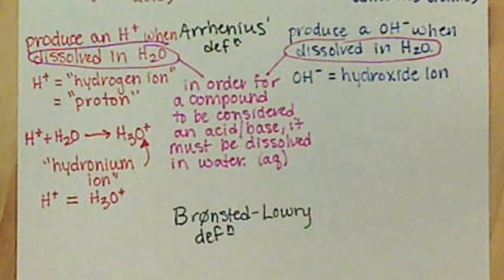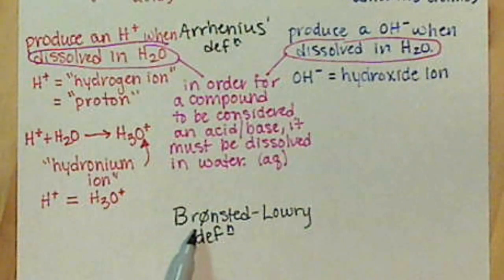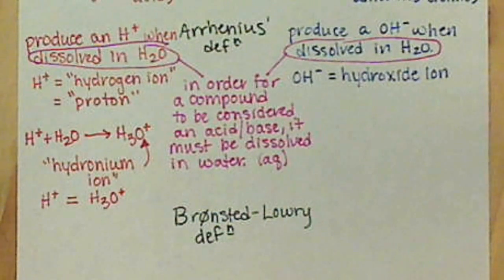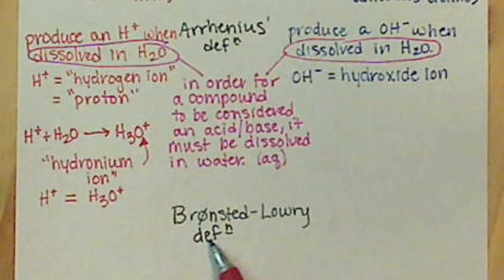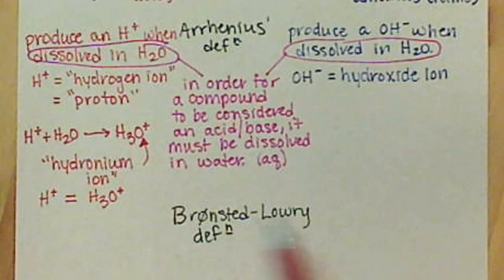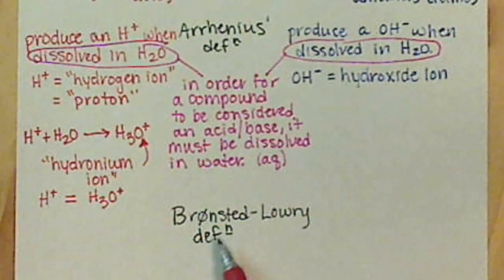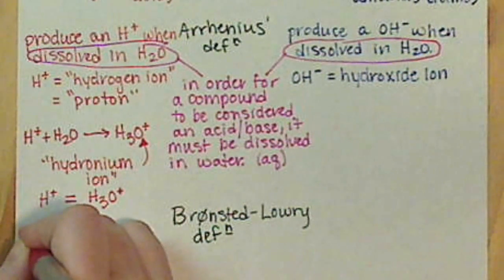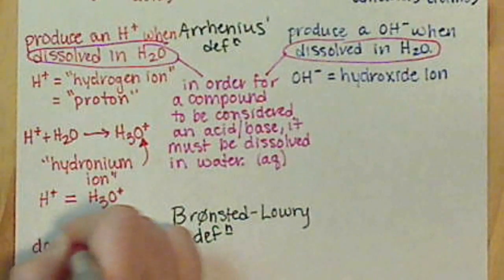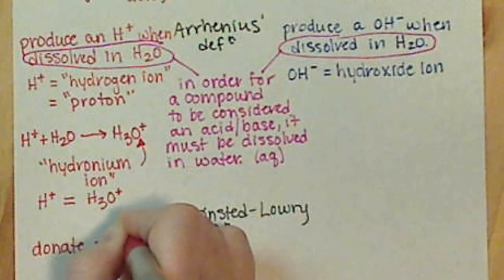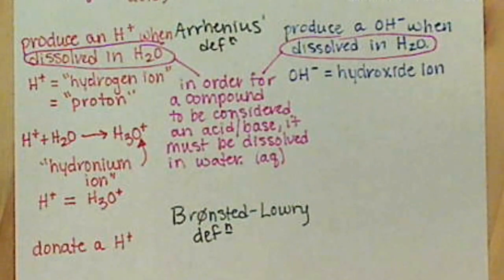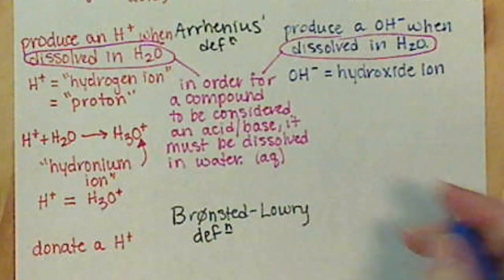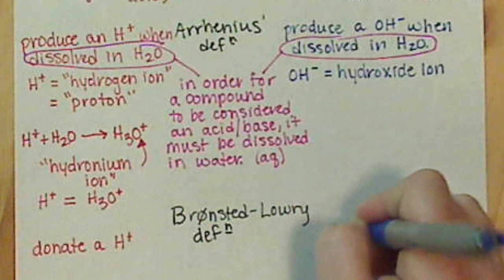It's possible, I've seen this definition just listed as the Brønsted definition. I've seen it listed as just the Lowry definition. I learned it as the Brønsted-Lowry definition, so you could see it in multiple different ways, just as a heads up. But the definition is always the same regardless of the name. The Brønsted-Lowry definition of an acid is that it's going to donate an H plus, a proton, and our base is going to accept a proton.